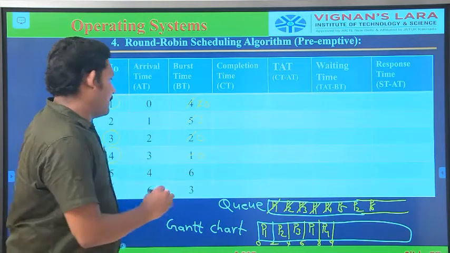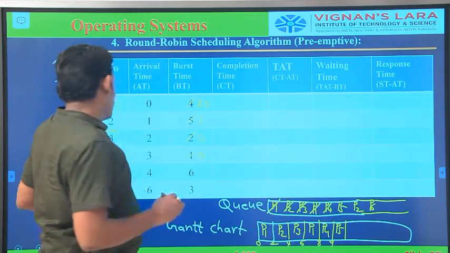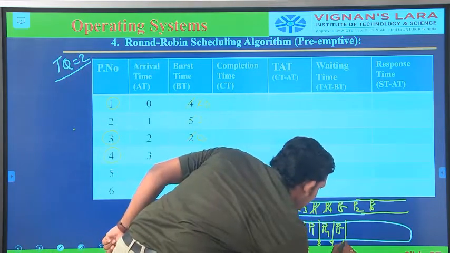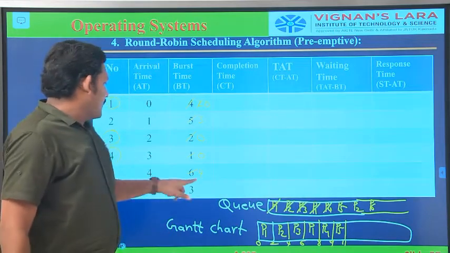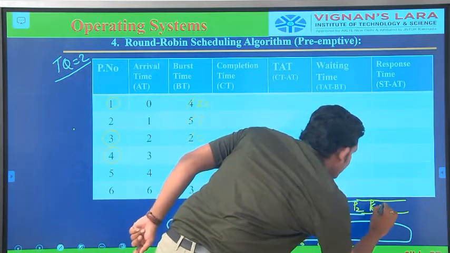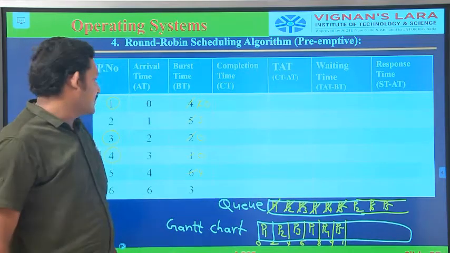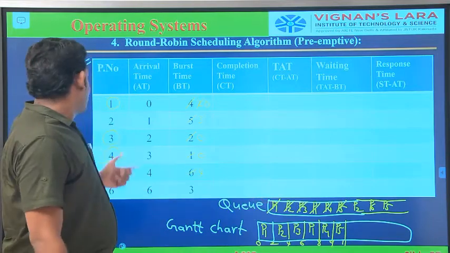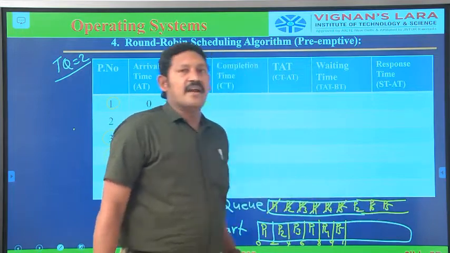Next, we have P5. Its burst time is 6 seconds. But we will execute it for 2 seconds only. So, the remaining is 4. Okay. So, next, again, we will add P5 at the end. Why? Because here at 11 units of time, we have 3 processes available. P2, P5, P6. So P2, P6, P5 we have added just now.